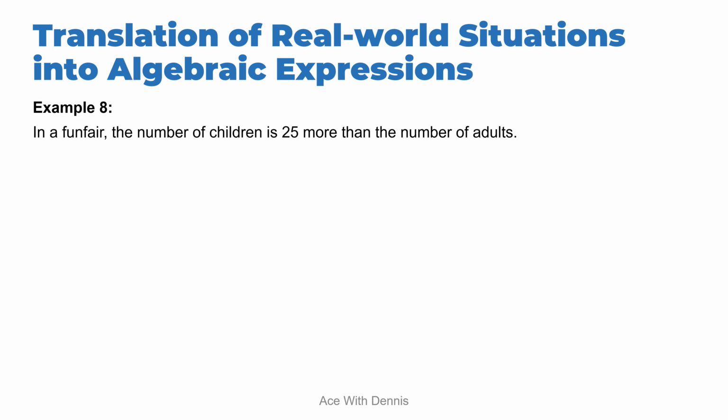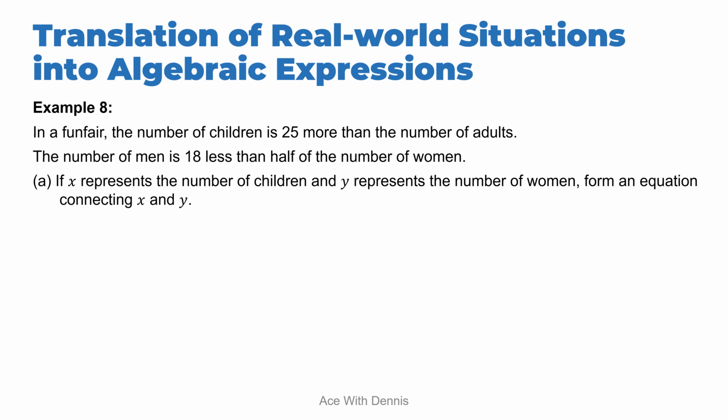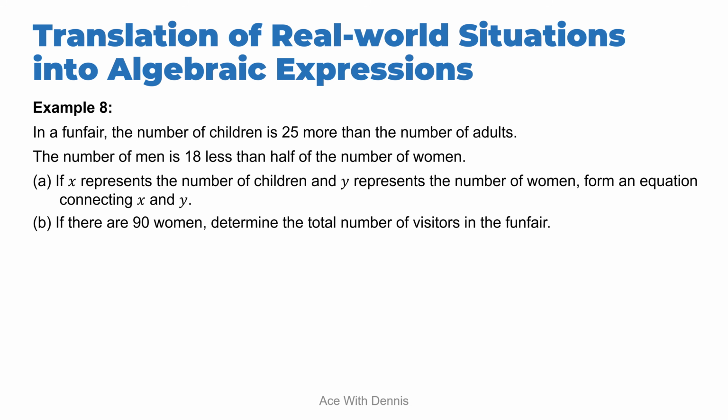Example 8. In a fun fair, the number of children is 25 more than the number of adults. The number of men is 18 less than half of the number of women. A. If x represents the number of children and y represents the number of women, form an equation connecting x and y. B. If there are 90 women, determine the total number of visitors in the fun fair.